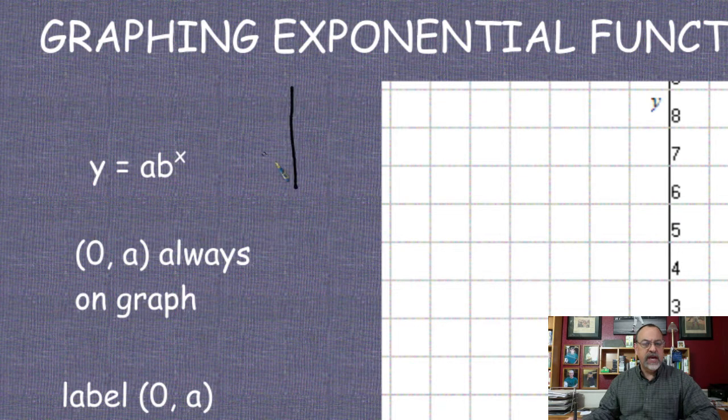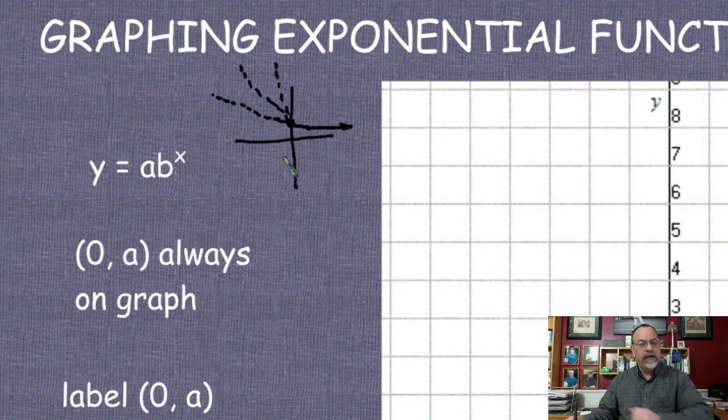If it's a decay, we know that again (0, a) will be on the graph, and as it decays it will get closer and closer to 0 over here. The question is, how steeply did it come down? Did it come down very slowly like this? Did it come down more like this? Or was it a very sharp decline? So you would need to pick an x value over here in order to help you figure out what that side of the graph looks like.